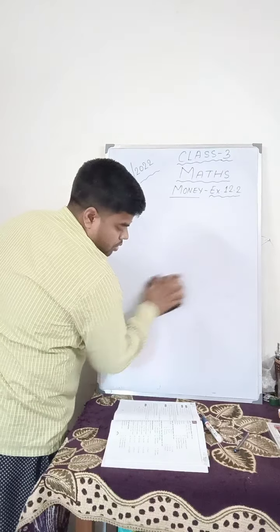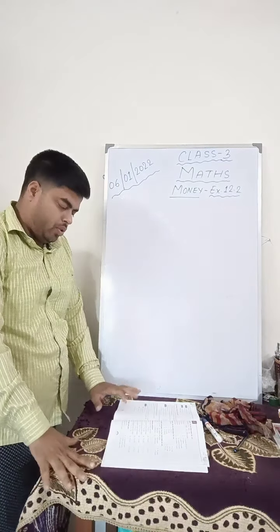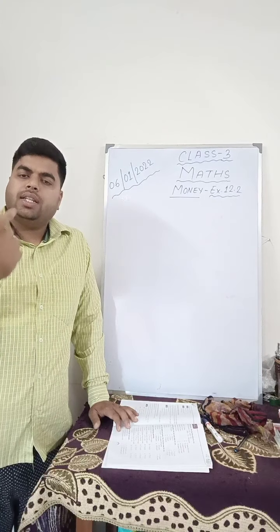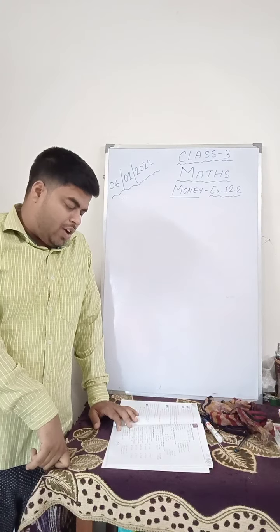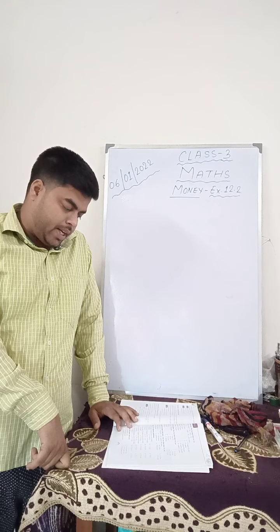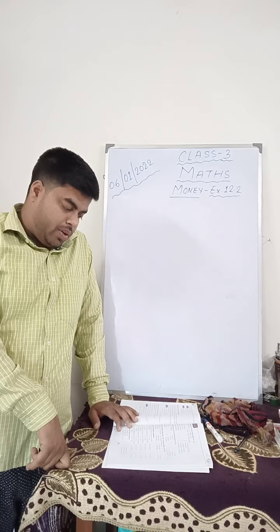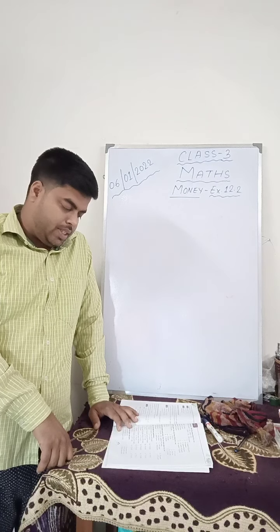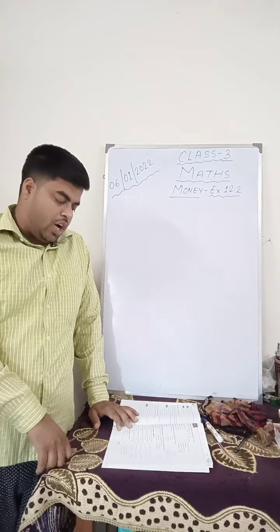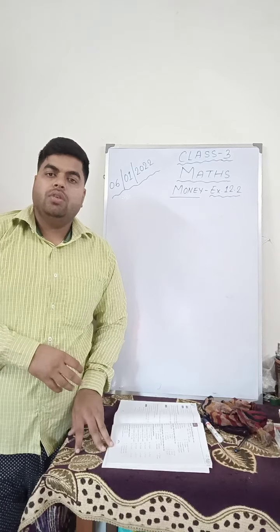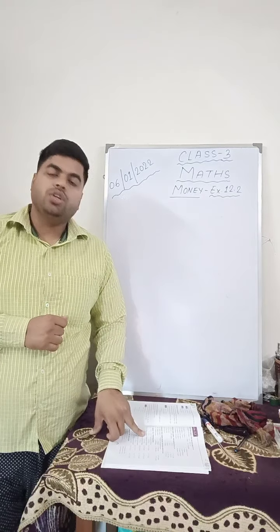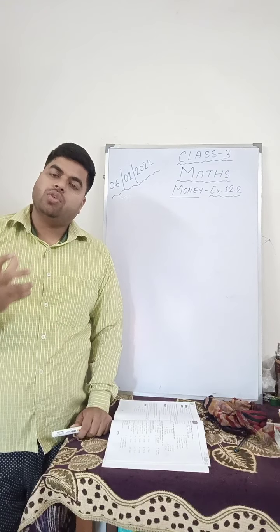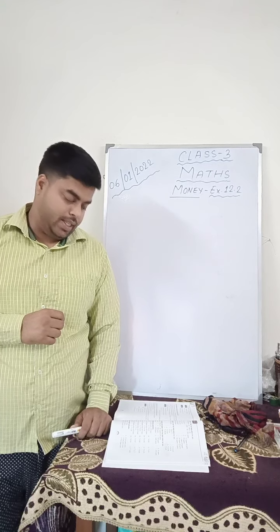Now let us see what they have said in question number 4. In question number 4, they have given you questions, and along with that they have given you answers. How many 5 paisa coins will make 29 rupees 60 paisa, 19 rupees 25 paisa, rupees 40, and so on. So how many 5 paisa coins will be needed to make 29 rupees 60 paisa? If you divide that, you will automatically get the number of coins needed.